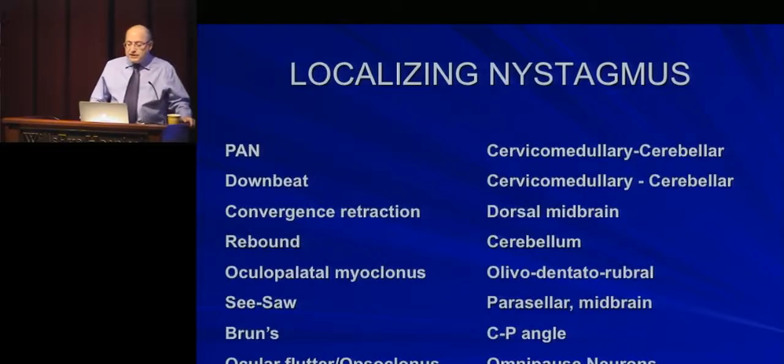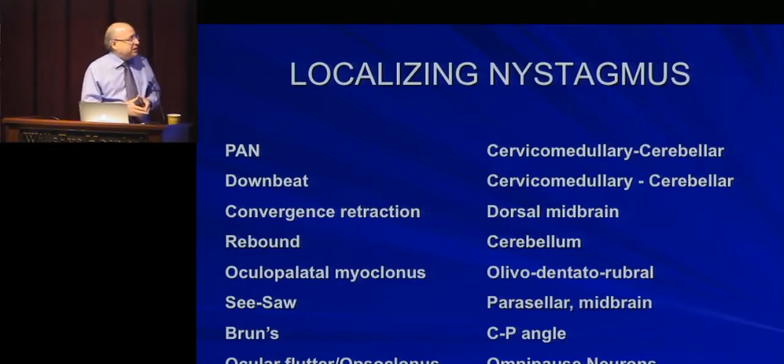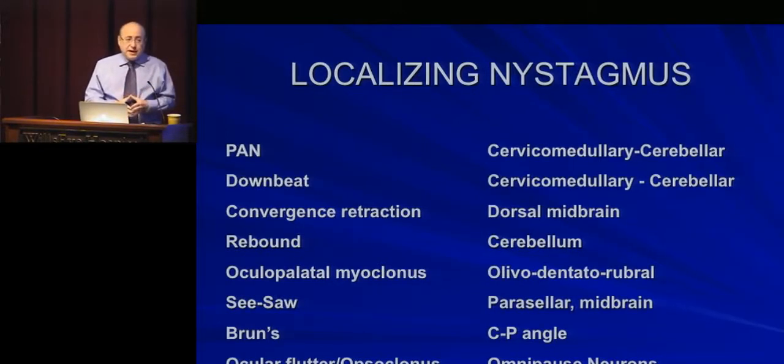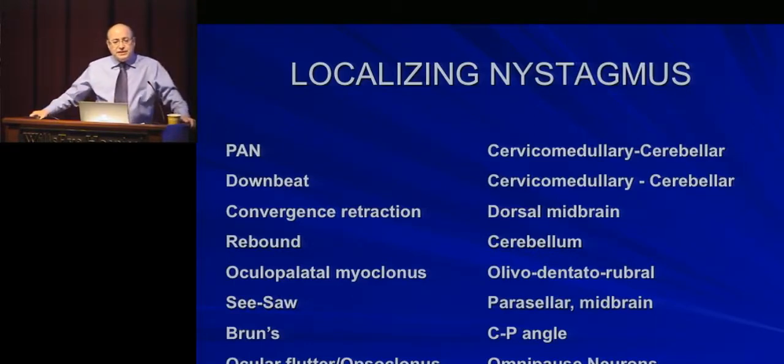So to summarize the localizing types of nystagmus: periodic alternating, cervical medullary junction or cerebellar; downbeat, cervical medullary junction or cerebellar. We didn't talk about convergence retraction nystagmus, which is not a real nystagmus. We'll talk about that when we do supranuclear disease, but that's dorsal midbrain. Rebound is cerebellum. Oculopalatal myoclonus is the olivodentatorubral Mollaret triangle. Seesaw is in the chiasm, parasellar or midbrain. Bruns is the CP angle. And ocular flutter or opsoclonus is lack of suppression by the omnipause neurons.